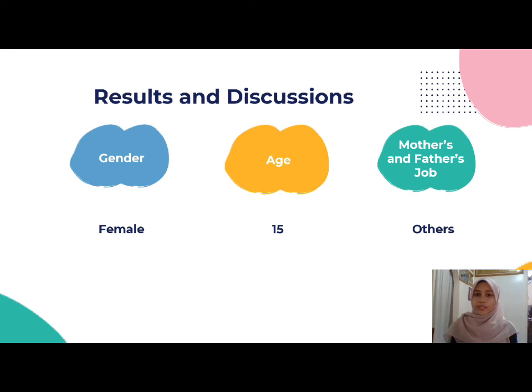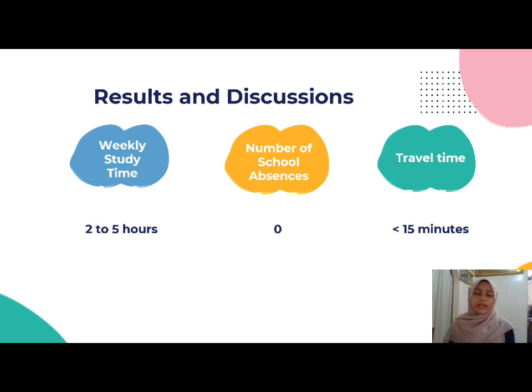Next, I'm going to talk about result and discussions. Based on our analysis, most of the gender of the students is female, and for the age, most of the students is 15 years old. For mothers and fathers' job, most of the students' mothers and fathers have different occupation other than what suggested in the analysis. Next, for the students' weekly study time, most of the students spend 2 to 5 hours every week to study. Next, about number of school absence, most of the students have 0 absence, while for travel time, most of the students only travel for less than 15 minutes to school every day.